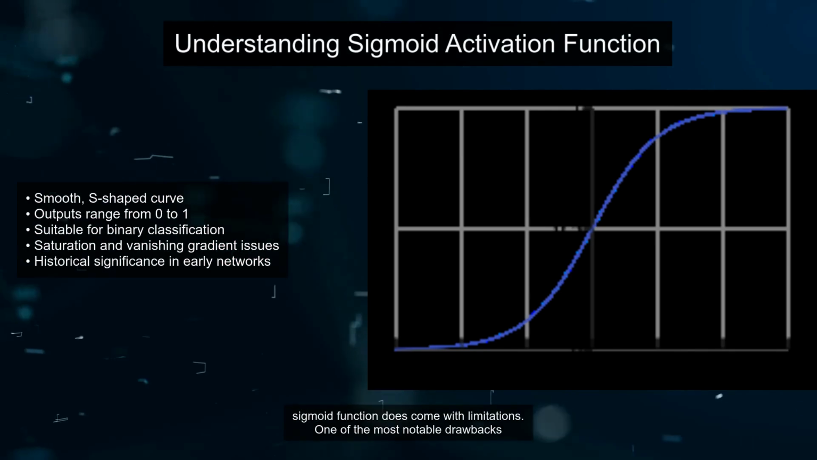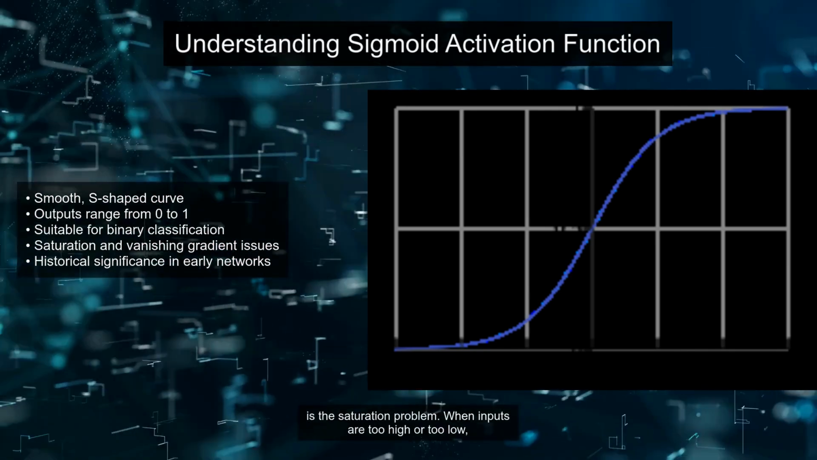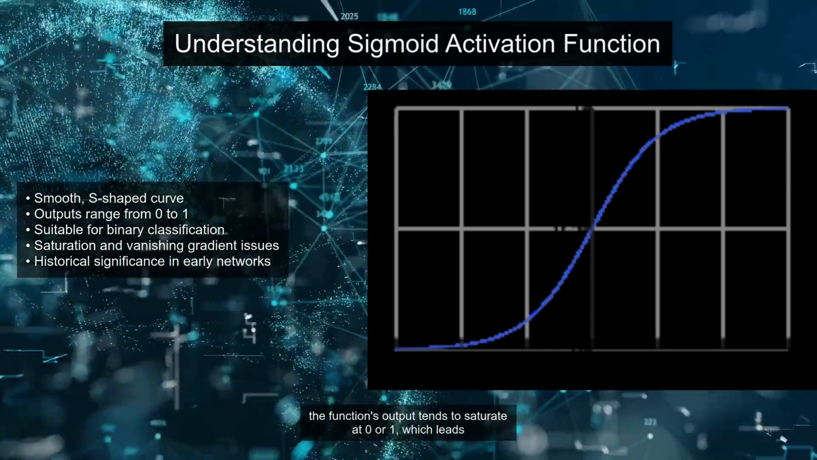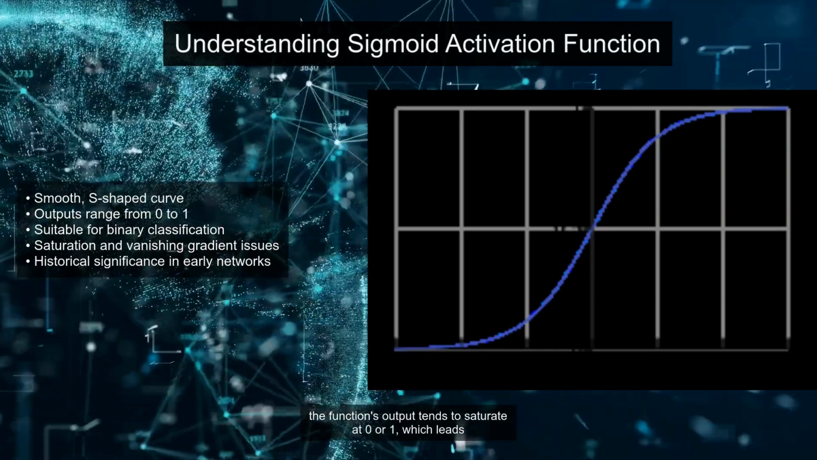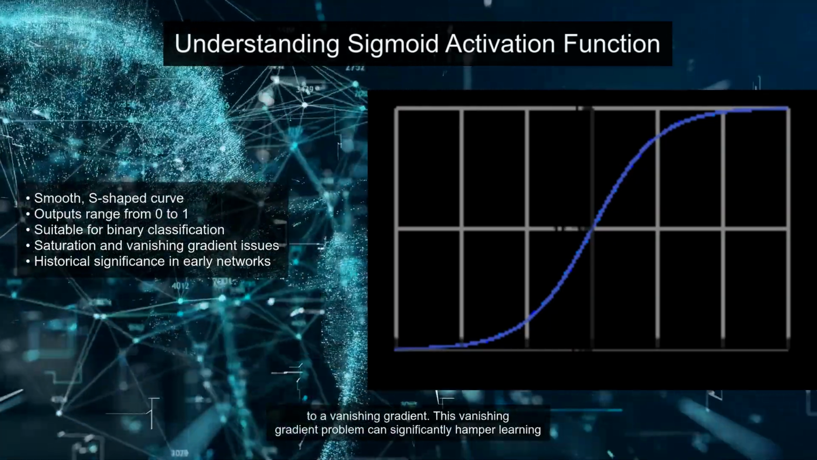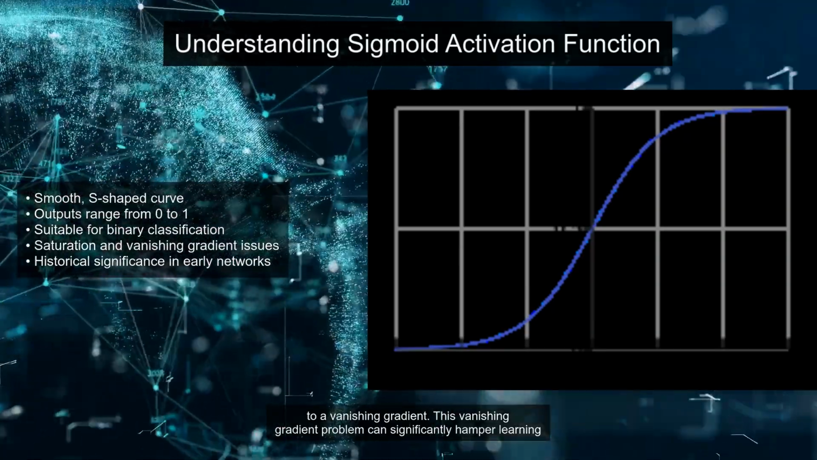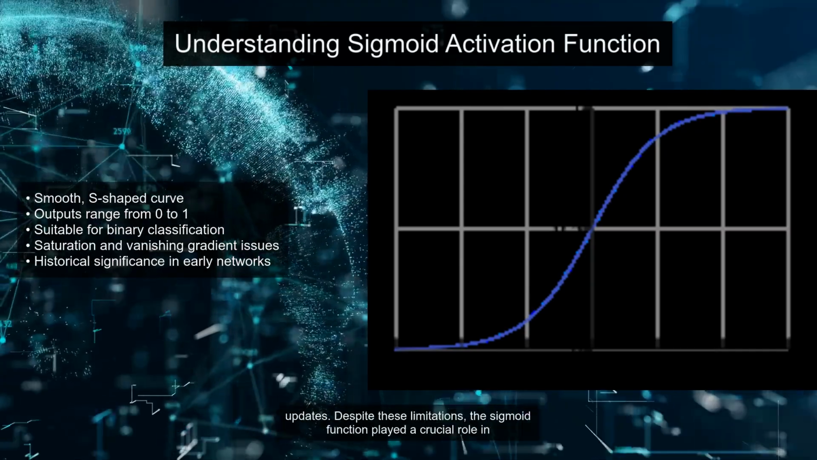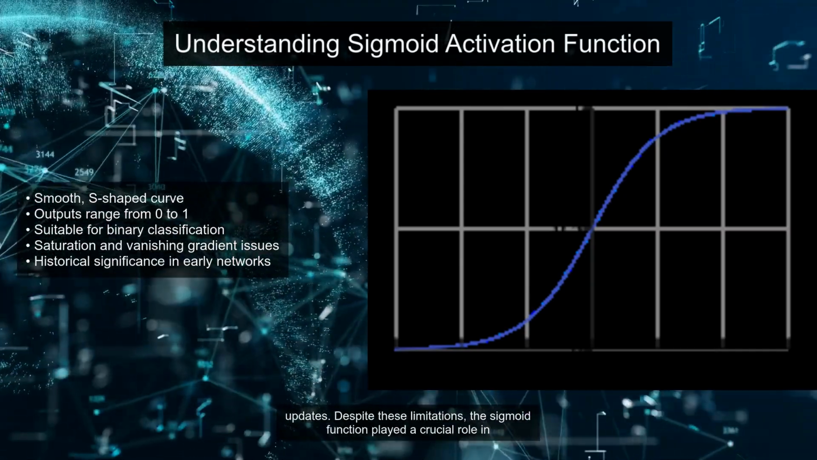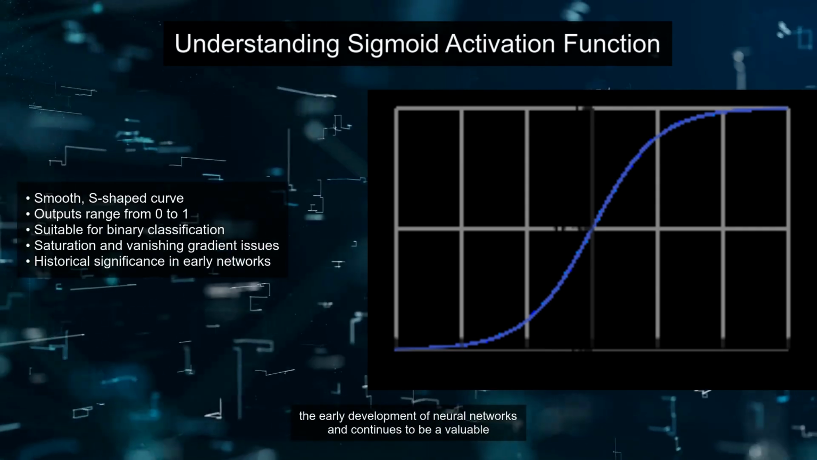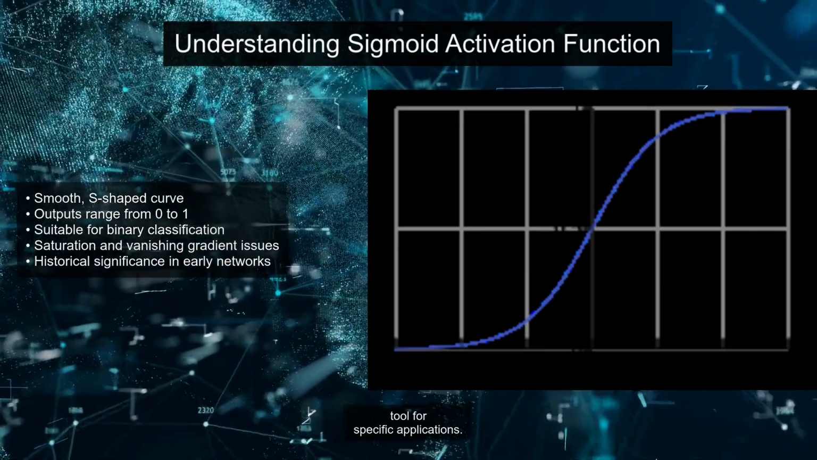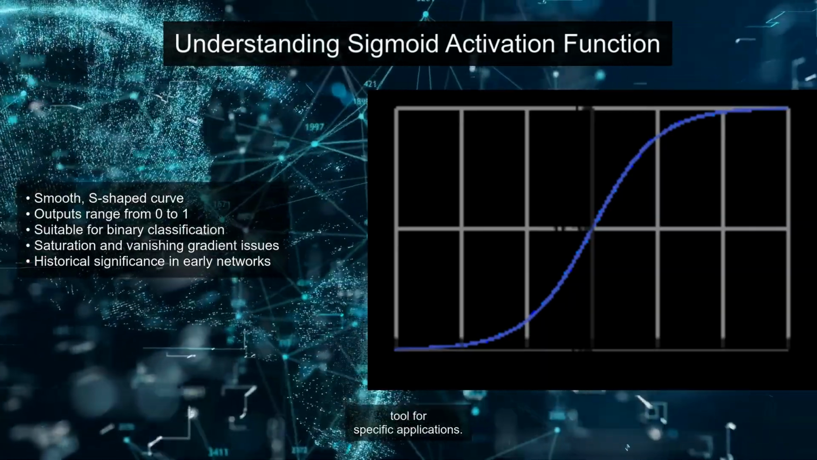However, the sigmoid function does come with limitations. One of the most notable drawbacks is the saturation problem. When inputs are too high or too low, the function's output tends to saturate at 0 or 1, which leads to a vanishing gradient. This vanishing gradient problem can significantly hamper learning in deeper networks, as the gradients become too small for effective weight updates. Despite these limitations, the sigmoid function played a crucial role in the early development of neural networks and continues to be a valuable tool for specific applications.